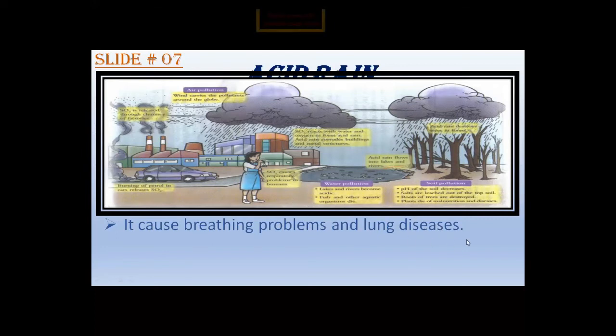Diseases means any type of problem caused by some cause. So here the cause is acid rain, so there is a problem of the lungs and lung diseases. So: breathing problems and lung diseases.